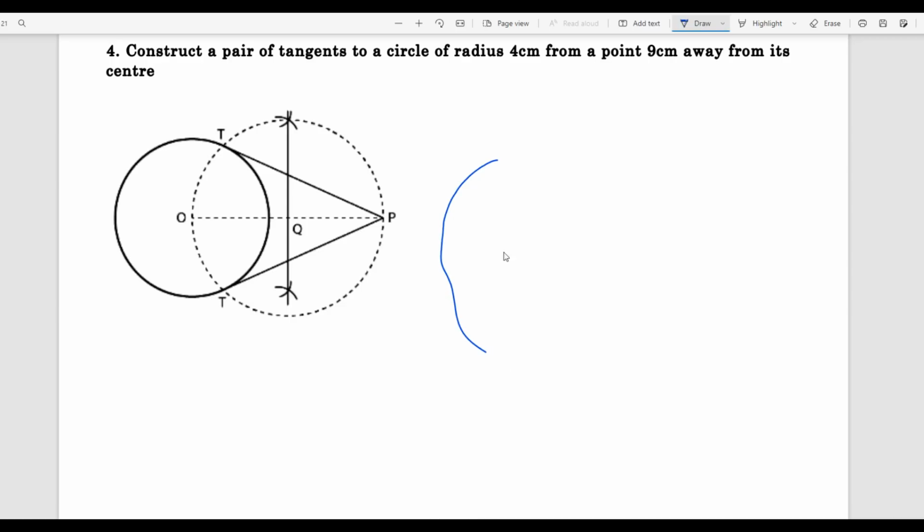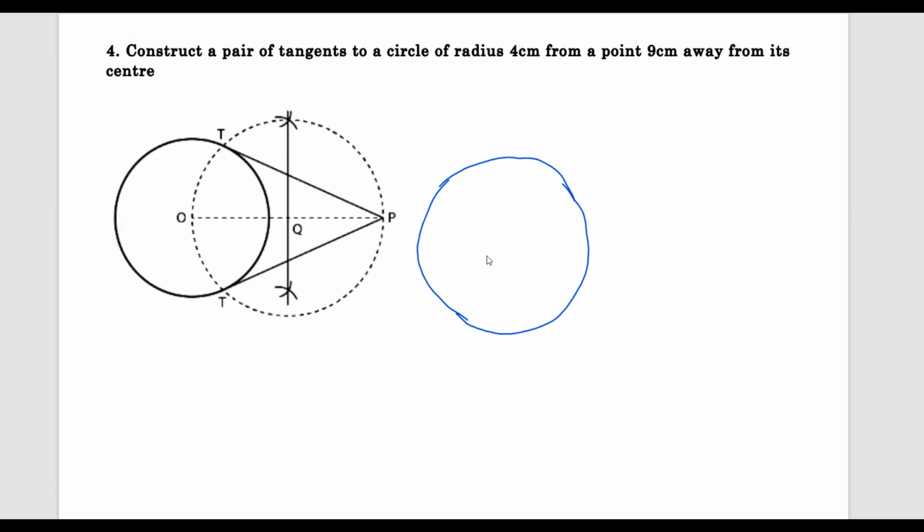First step is what? Draw a circle of radius 4 cm. I'm not able to do it properly because I'm not using the compass. Draw a circle of radius what? 4 cm from the point O, that is O is the center of the circle.